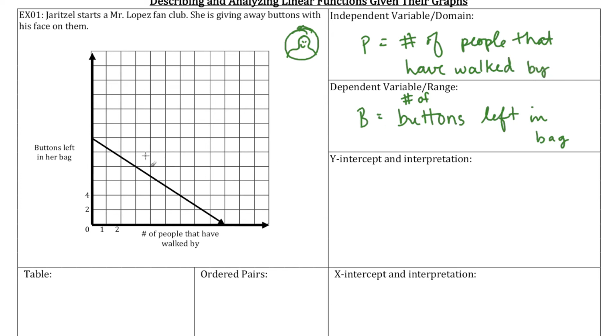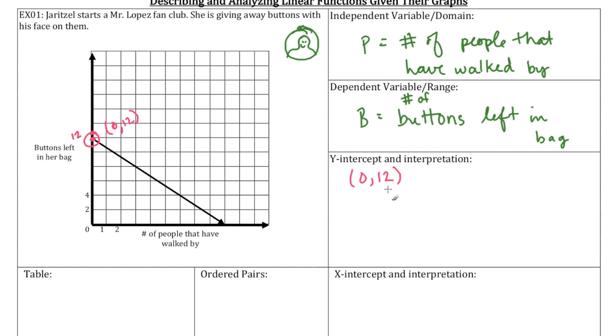So basically, as more and more people walk by, the number of buttons she has in her bag decreases because she's giving them away. So the y-intercept. The y-intercept, remember, is our starting point. So this is 0. Remember, it's showing me it doesn't count by 1. So 2, 4, 6, 8, 10, 12. So 0, 12.